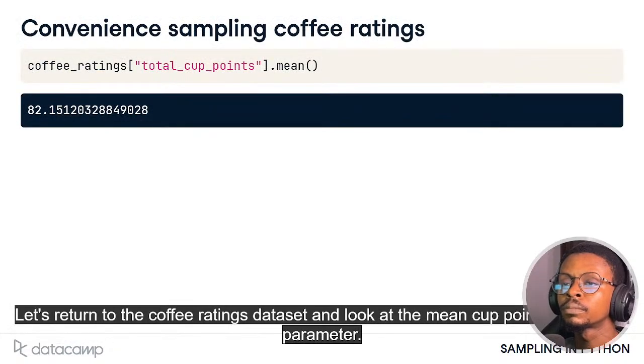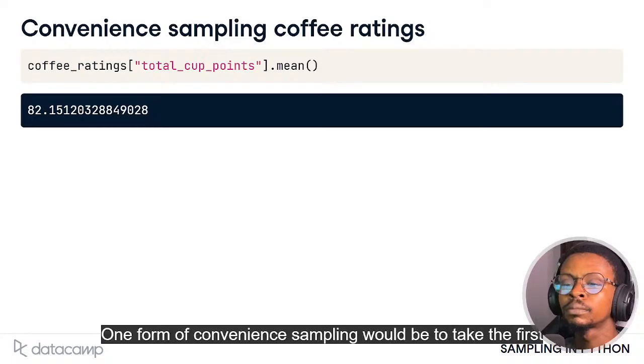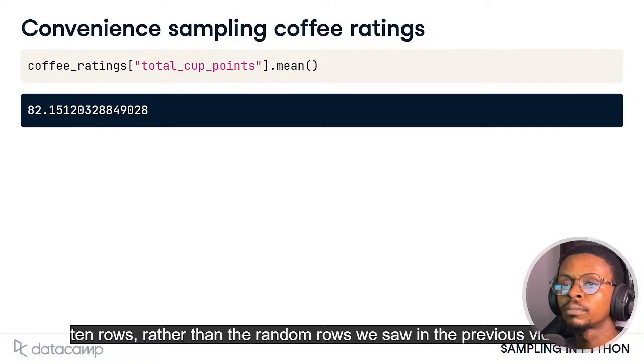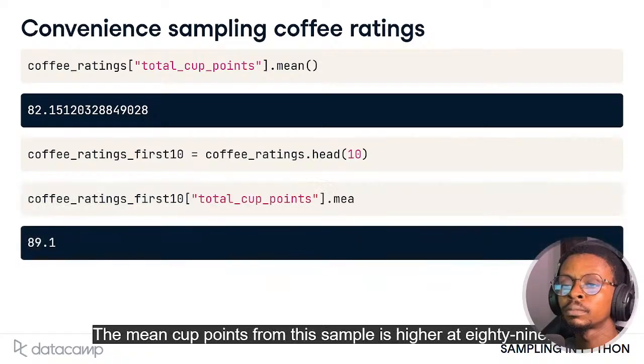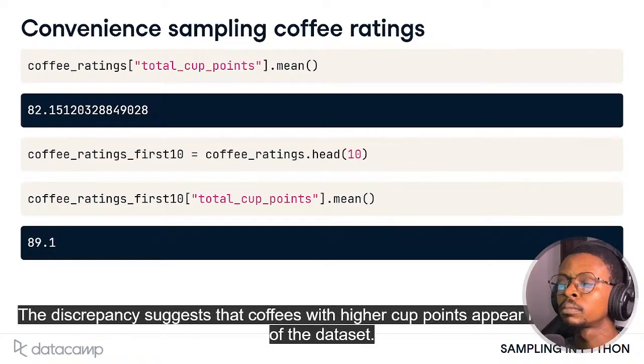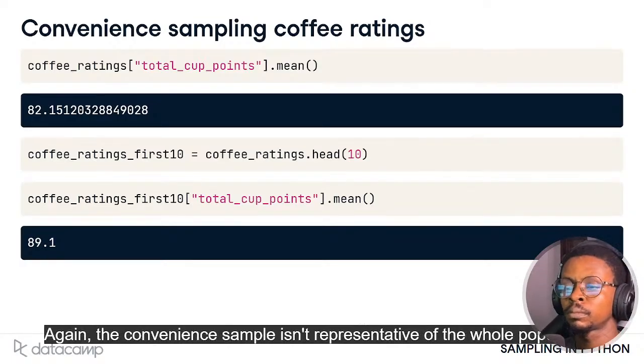Let's return to the coffee ratings dataset and look at the mean cup points population parameter. The mean is about 82. One form of convenience sampling would be to take the first 10 rows rather than the random rows we saw in the previous video. We can take the first 10 rows with the pandas head method. The mean cup points from this sample is higher at 89. The discrepancy suggests that coffees with higher cup points appear near the start of the dataset. Again, the convenience sample isn't representative of the whole population.